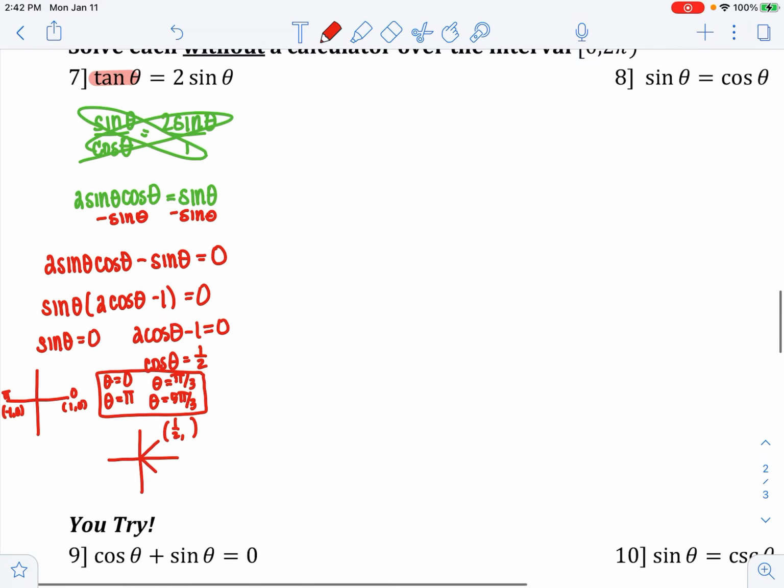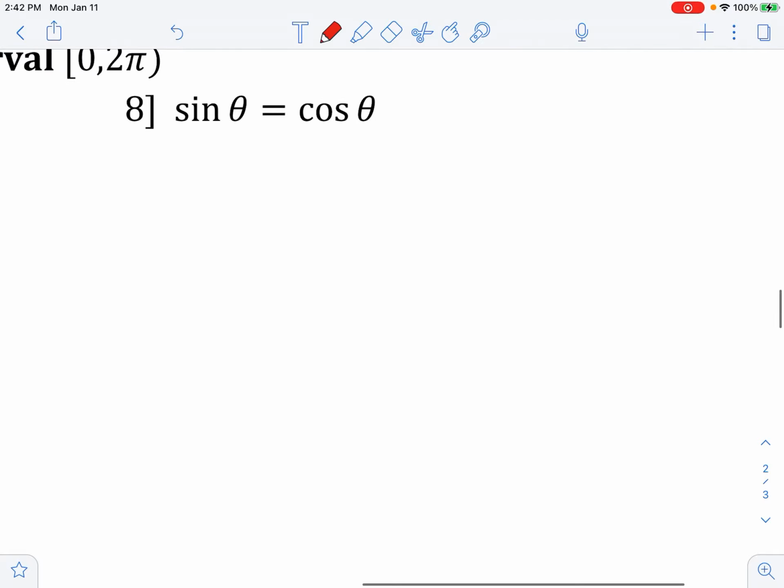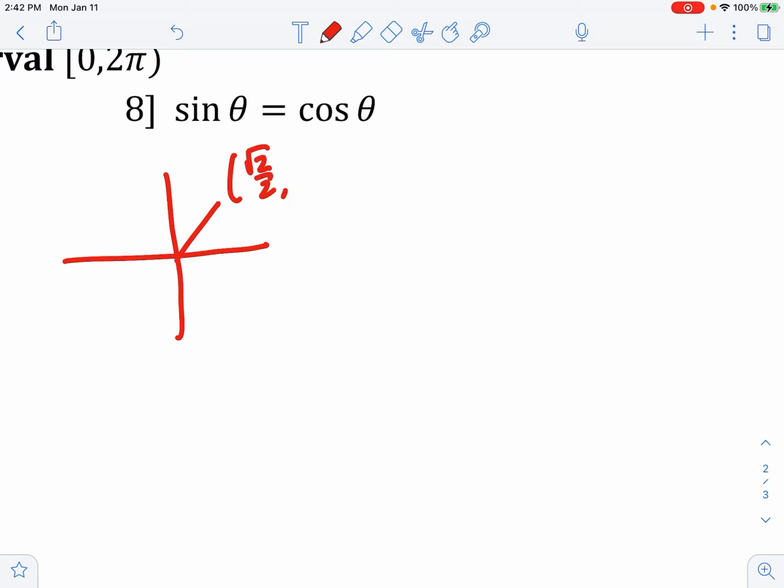Okay, the next one. So same idea, there's two different types of trig functions here. If I subtract cosine from both sides, I can't factor it. And there's nothing that I want to replace because I like to leave sines and cosines. So remember, if that's the case, you have to think about it. Where is sine and cosine the same? What ordered pair has the same x value and y value? Root 2 over 2, root 2 over 2.